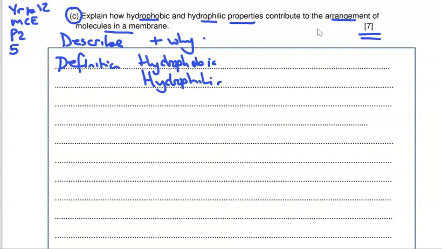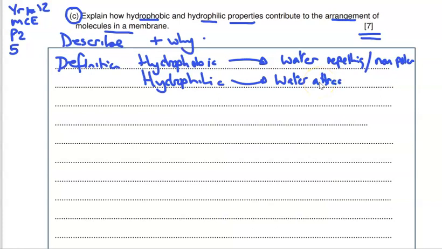So I'm going to map out what needs to be done rather than writing a perfectly presentable answer. These are the component parts you should be hitting. Hydrophobic, you need to say that it's water repelling. Non-polar is okay. Whereas hydrophilic is water attracting. And also acceptable is the statement of being polar. Okay, so that's our first part. Now we need to address the arrangement of molecules in the membrane. So that's one. Let's move on to 2.